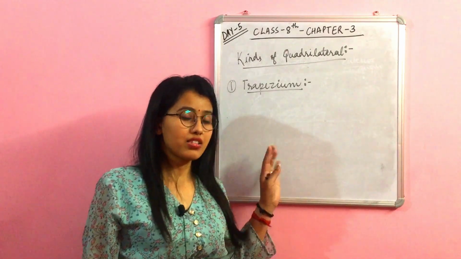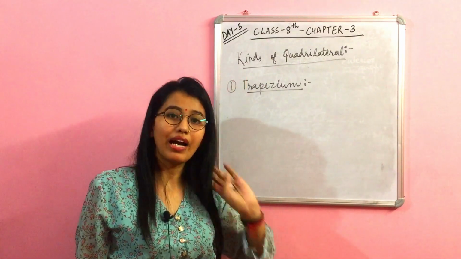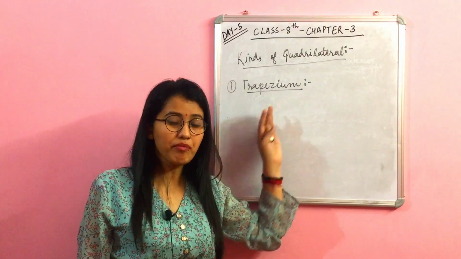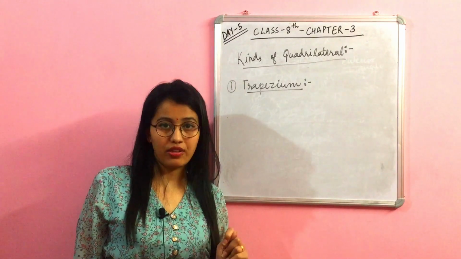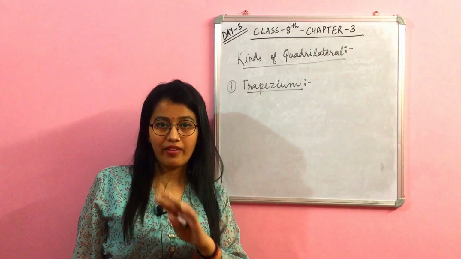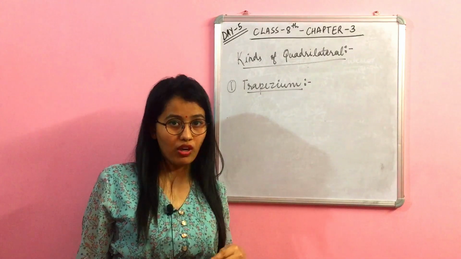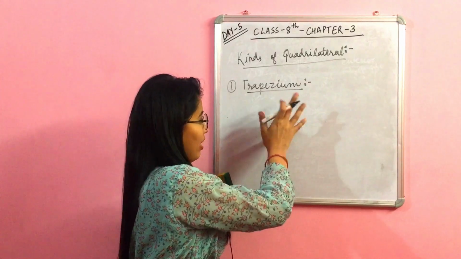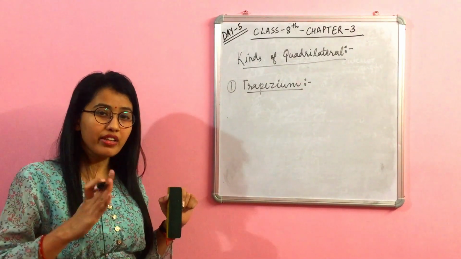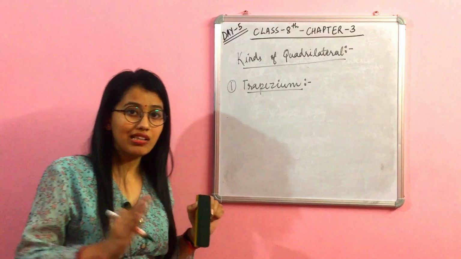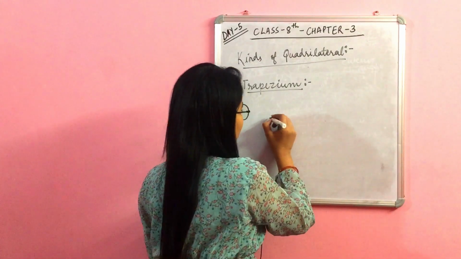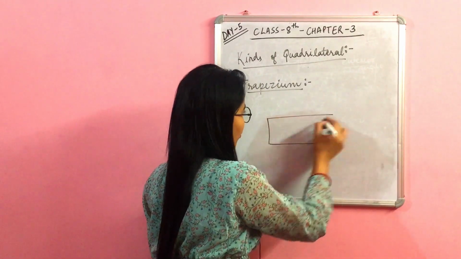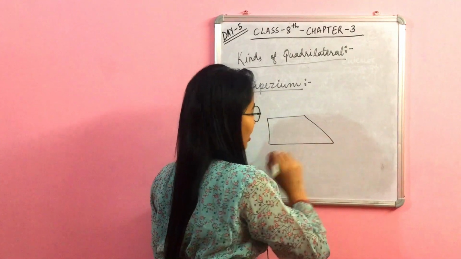Now there are some kinds of quadrilaterals. First is trapezium, second is kite, and third is parallelogram. All these three have different properties. We'll see one by one. First is trapezium. A polygon is known as a trapezium if it has one pair of parallel lines. Parallel lines means those lines which will never meet. So this type of figure is known as a trapezium.